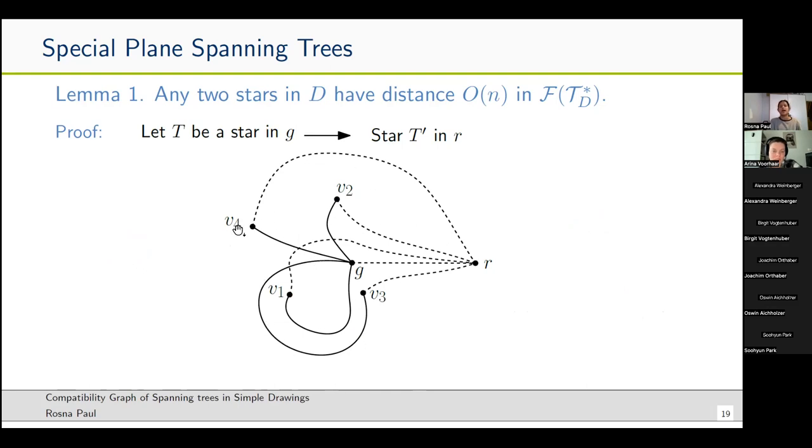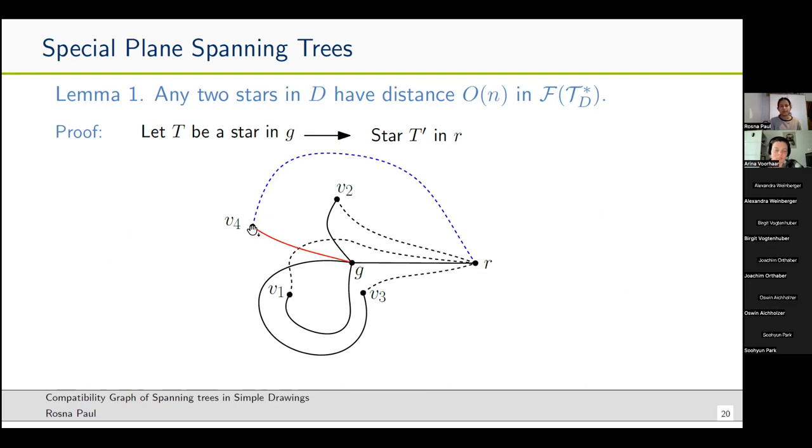And in this case, I take the vertex with the highest index. So in this case, it is V4. And I add the edge, so I'm starting with the graph of G. I don't have any edges of R so far in my graph. So I would like to convert it to the graph of R, to the star of R.